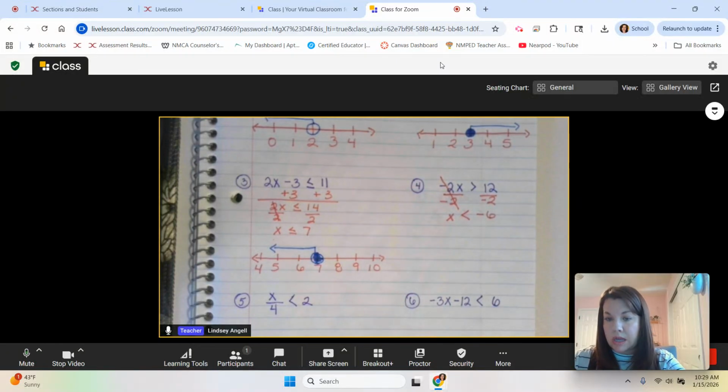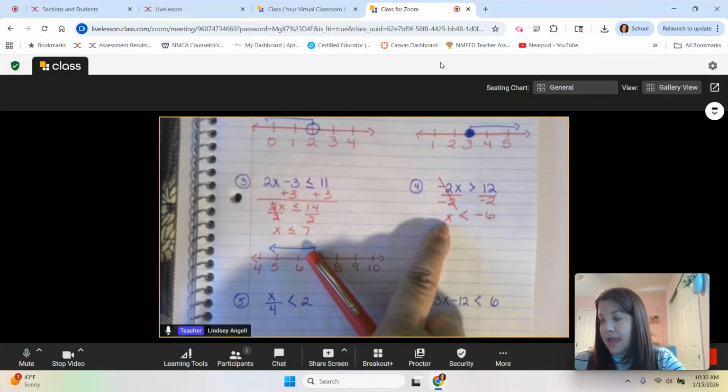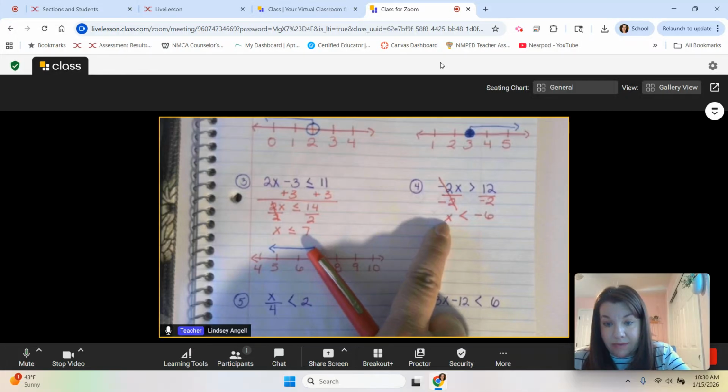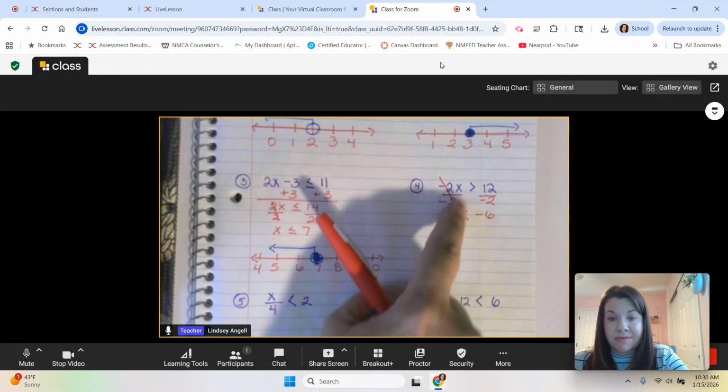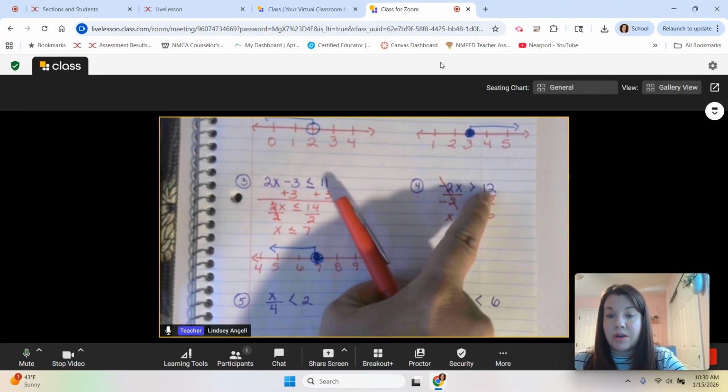So then I have x is less than -6. Now, you can test it, be like, okay, did I do it right? Well, let's see. If we choose a number that's less than -6, maybe I choose -7, and I plug -7 back into the original inequality, -2 times -7 is +14, which is greater than or equal to 12.